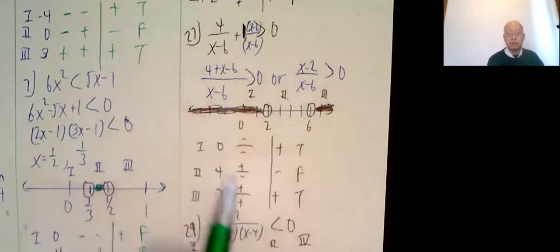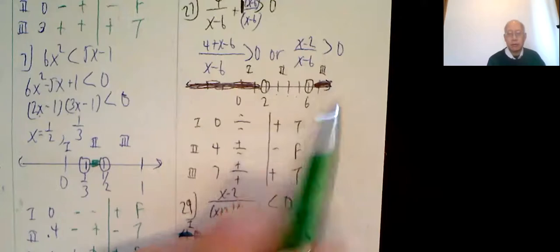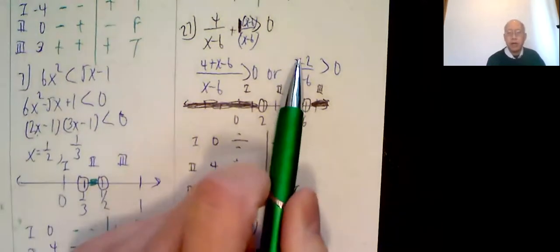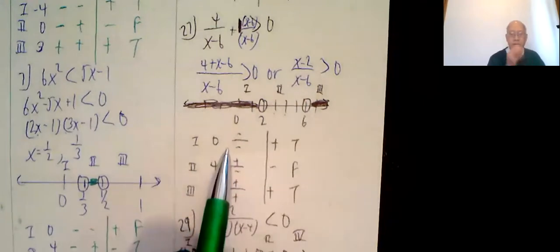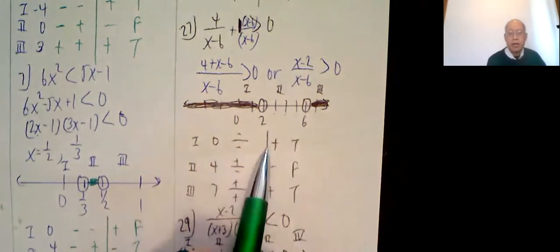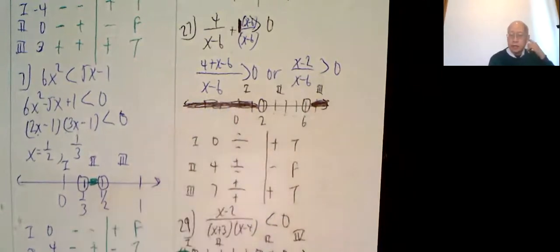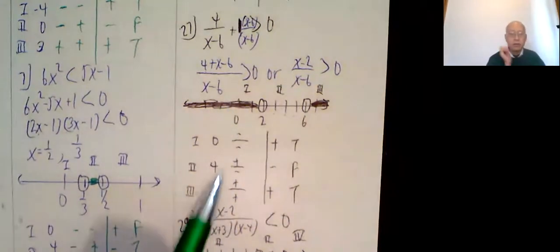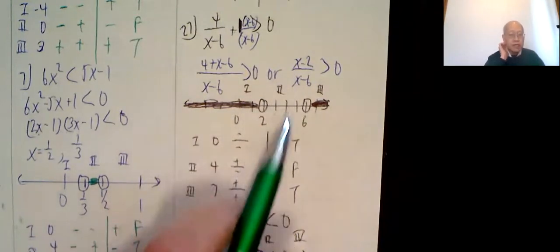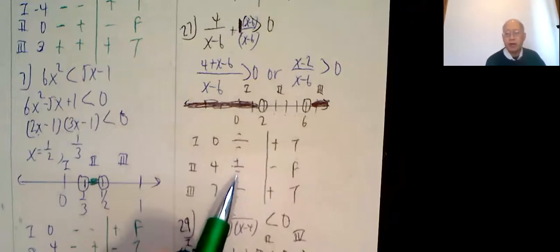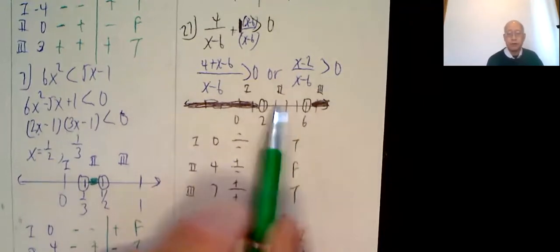Region 1, 0. Region 2, 4. Region 3, 7. 0 minus 2, negative. 0 minus 6, negative. Negative divided by negative, positive. Positive greater than 0, true. Shade that in. Now 4. 4 minus 2, positive. 4 minus 6, negative. Positive divided by negative, negative. Negative greater than 0, no, false. Don't shade in region 2.